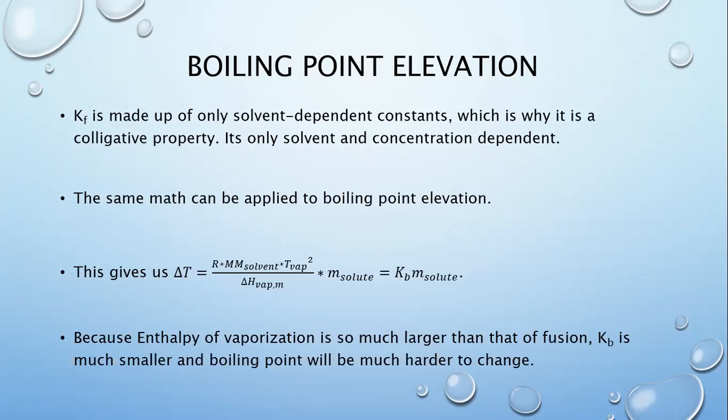We're going to wave our hands for this, but we can essentially say that you have the molar mass of solvent, the delta H of vaporization, and now it's the temperature of vaporization. But it's the exact same thing. The only difference is that now it's a positive number here. Because the enthalpy of vaporization is usually so much larger than the enthalpy of fusion, your KB is usually a lot smaller than your boiling point. It's much harder to change the boiling point of a solvent.